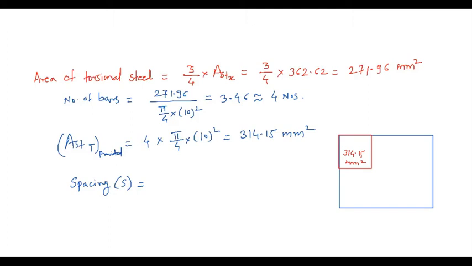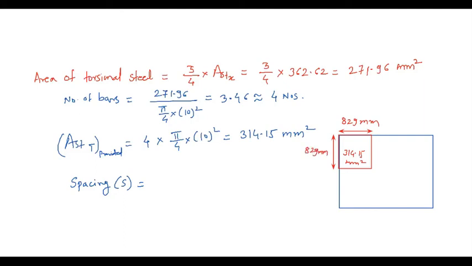So what is the length now? What is the length available with us? If you see on this side and on this side also, how much is the length available with us? It is 829 mm. Here it is also 829 mm.